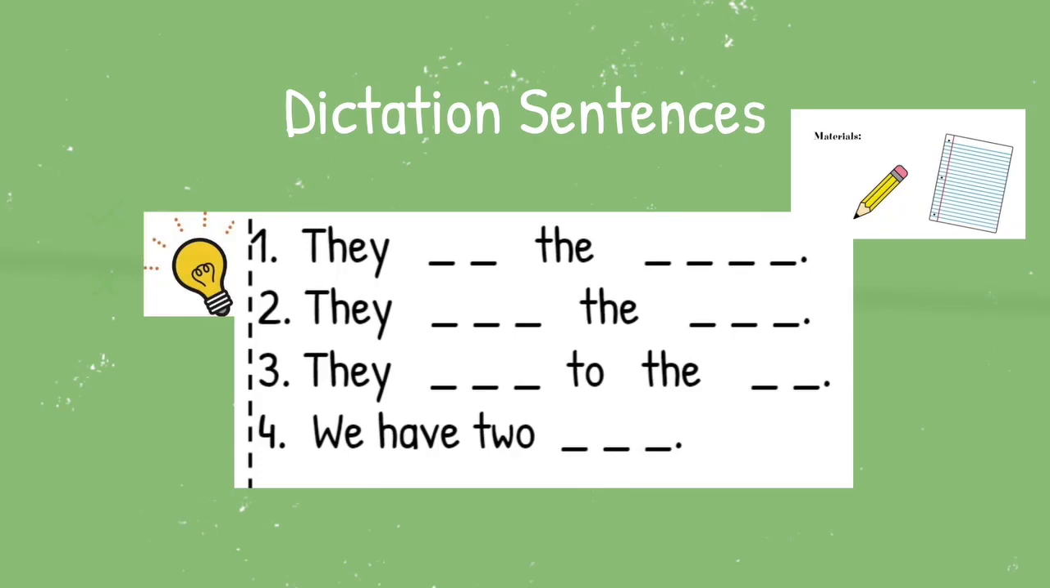Okay, and the last sentence is, we have 2 lungs. Say it just normal. Good, we have 2 lungs. So the only word that you need to spell on your own for the 4th sentence is lungs. Lungs.